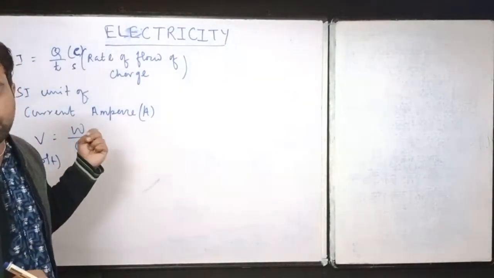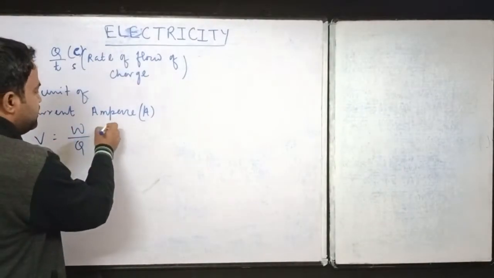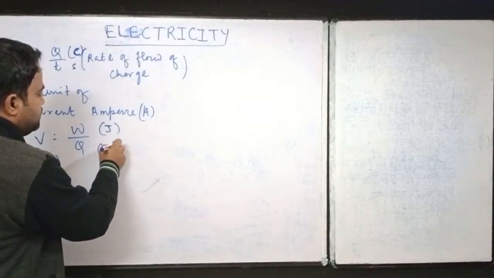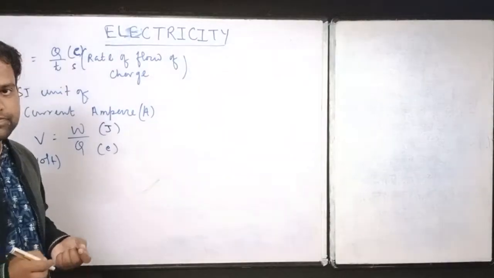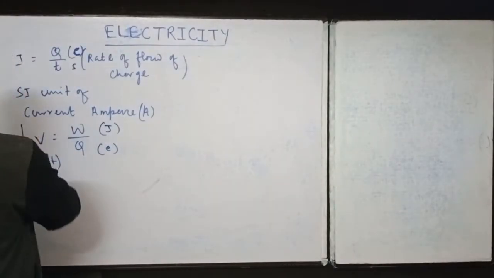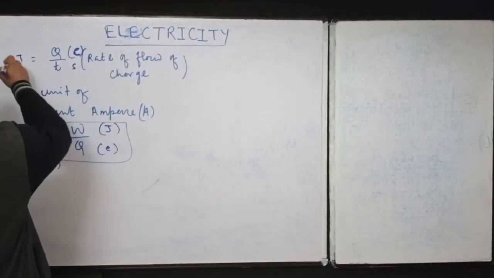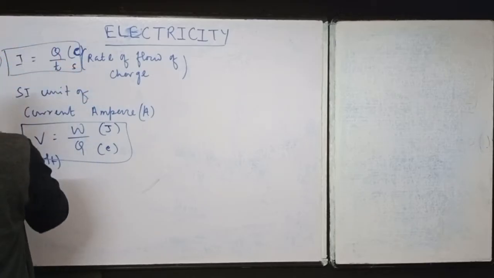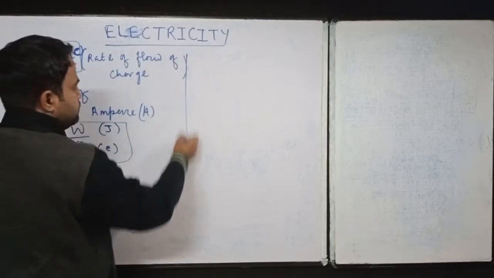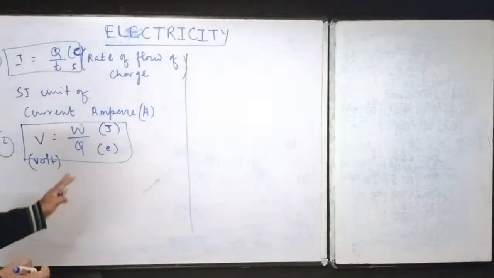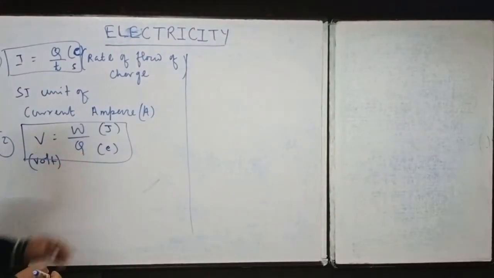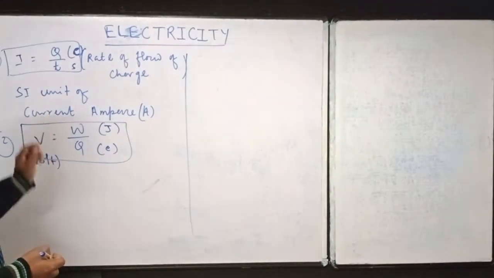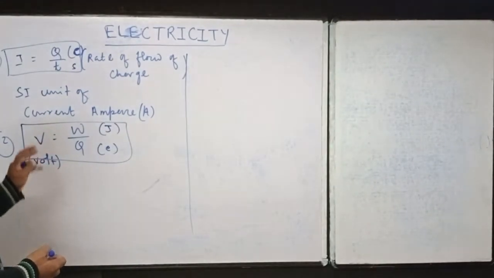What is the unit of work done? Work done is represented in joule, and Q again has unit C, coulomb. So this is formula number 1. Formula number 2: V equals W by Q, or W equals VQ. This is very important from your exam point of view.